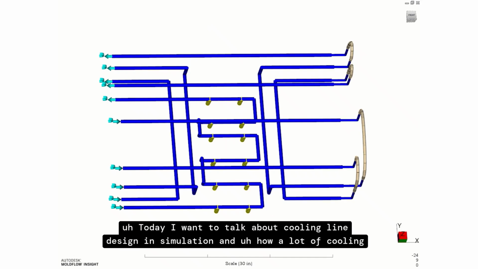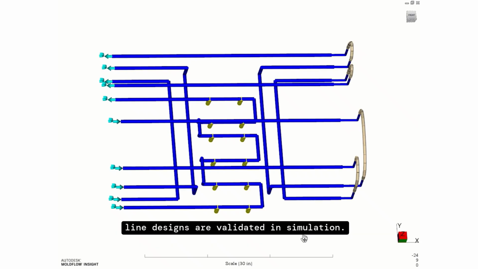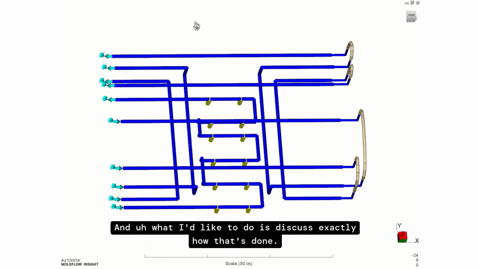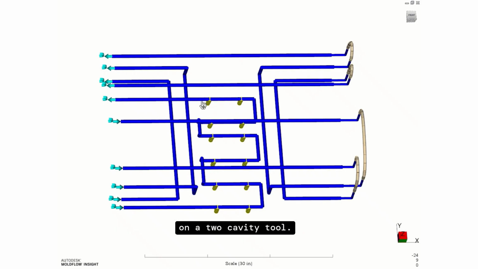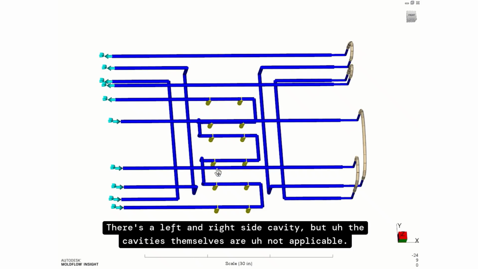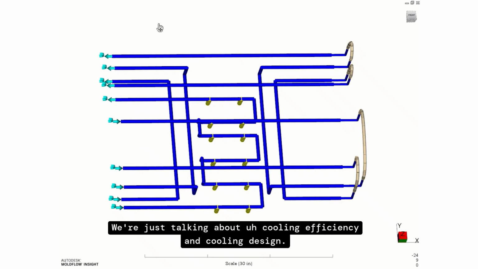Today, I want to talk about cooling line design and simulation, and how a lot of cooling line designs are validated in simulation. What I'd like to do is discuss exactly how that's done. What you see on screen here is a cavity side design only on a 2-cavity tool. There's a left and right side cavity, but the cavities themselves are not applicable. We're just talking about cooling efficiency and cooling design.